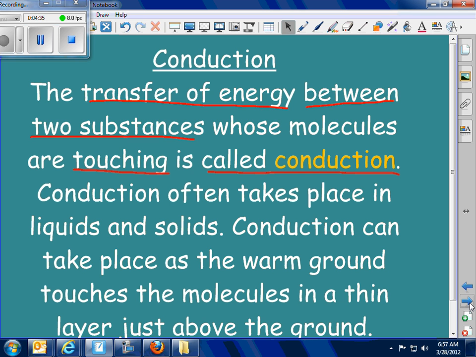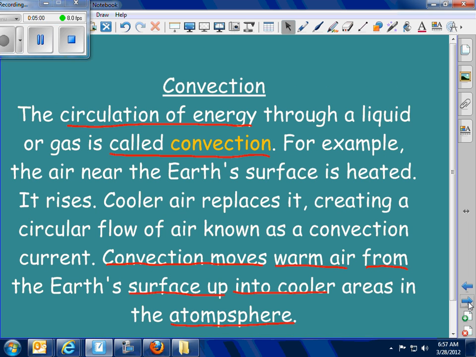Conduction, another way energy is transferred, is when two things are touching. When you touch a flame, heat is conducted from the flame to your finger, and you pull it away, and it hurts. You can feel that warmth of the carpet in your house as the sunlight's coming through the window and it's landing on the floor. You can feel the conduction of heat. And then you have convection. That's that circulation. It's the movement of energy circulating, warm air rising, cool air settling.